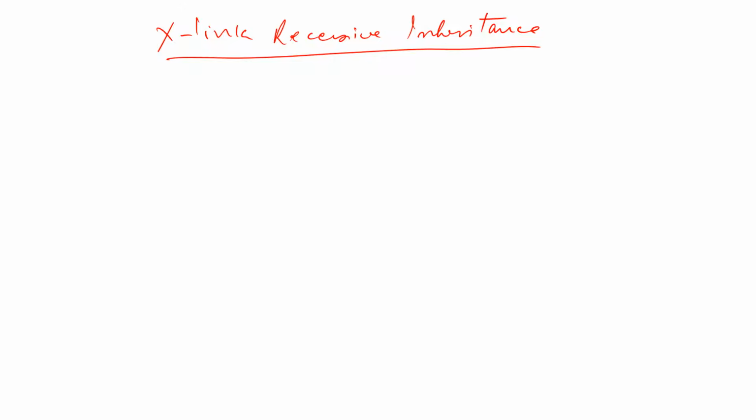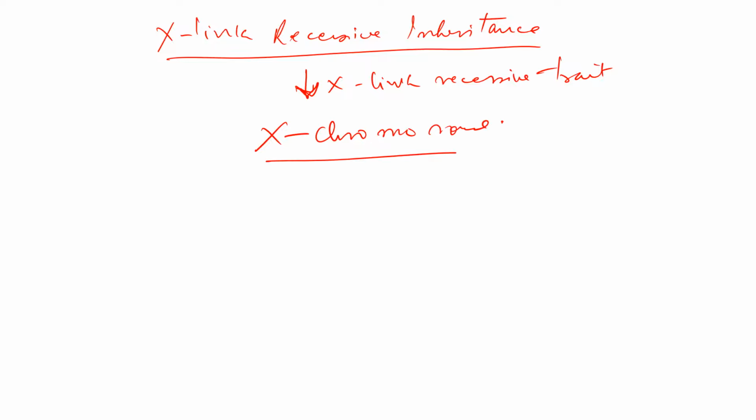When we deal with X-linked recessive traits, or characters, or appearance, whatever we call it, that means the genes associated with that trait are present on the X chromosome. Examples of this X-linked recessive inheritance are hemophilia and color blindness.